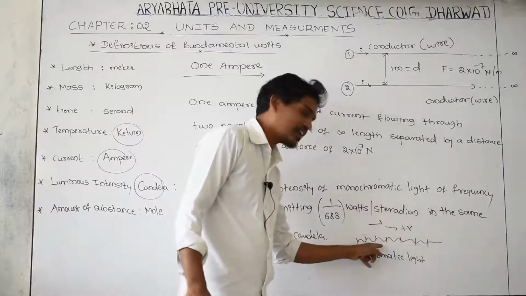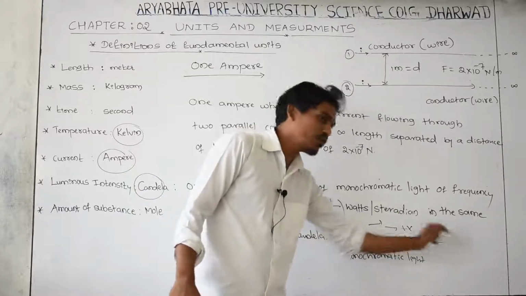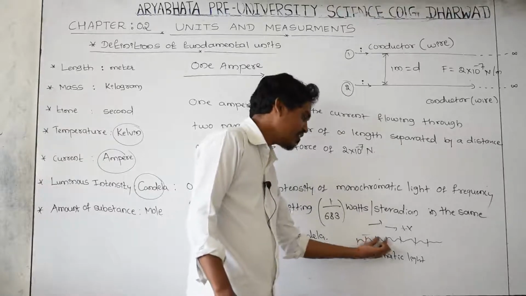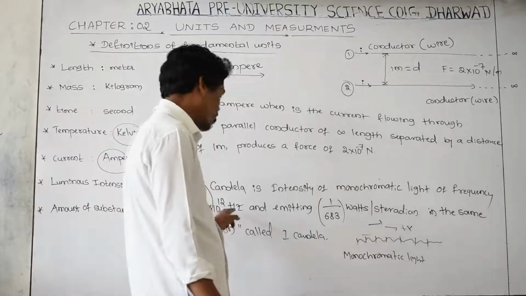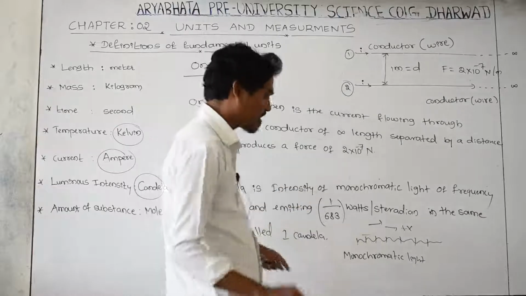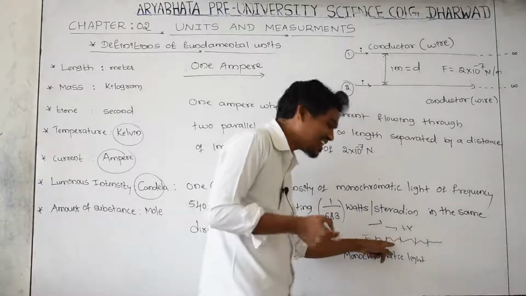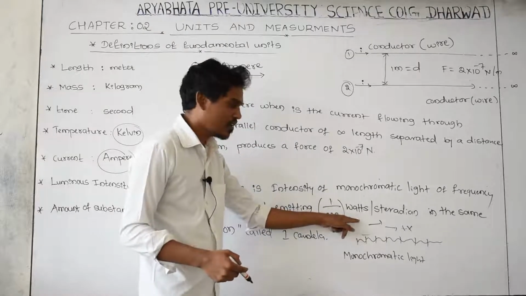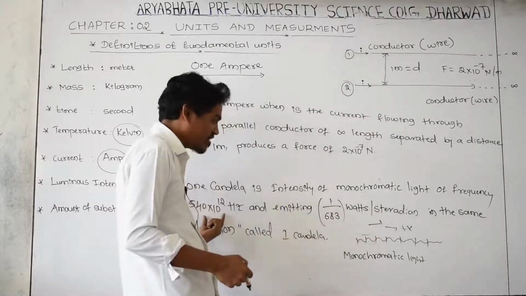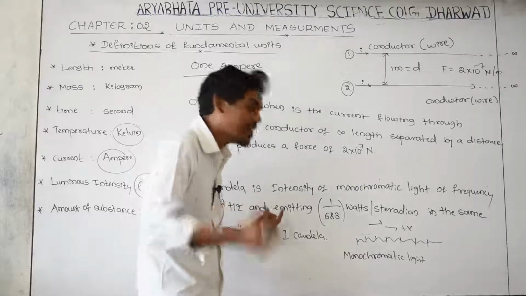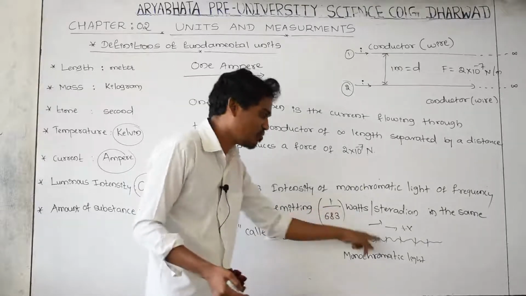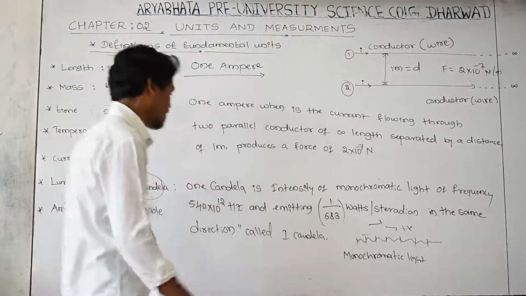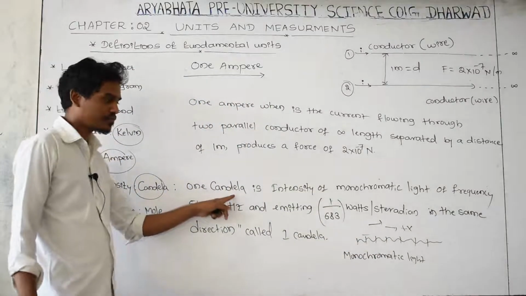That is monochromatic light, means a single ray of light is moving in 1 second. How many waves is it having? 540 into 10 to the power 12. In just 1 second, how much energy is it releasing? 1/683 watts. If the radiation has this much frequency and emits this much energy in 1 second, then the intensity of the light we are going to call 1 candela.